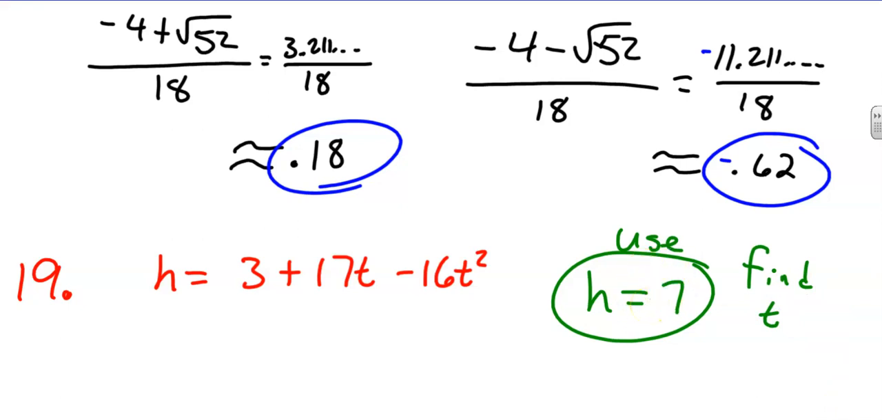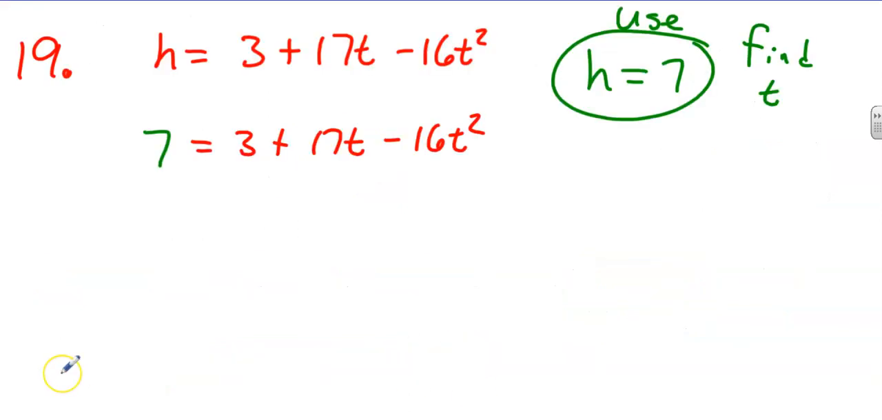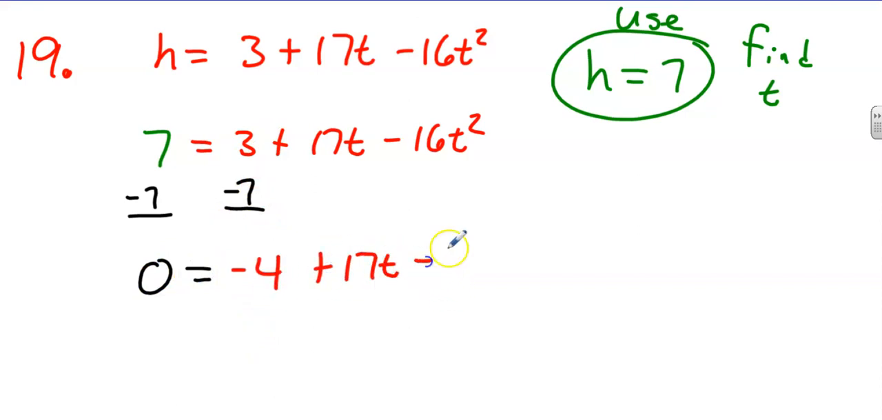So the only thing you have to do on this one first is you're going to take the 7 and plug it in for the h. And then the rest of it, we're going to go back and work it out. Okay, and this one now looks like the problem before, that you've got to have this thing equal to 0. So first thing we'll do is we'll subtract 7 and move that back over here. So then you do get 0 equals 3 minus 7 is -4, 17t minus 16t squared.